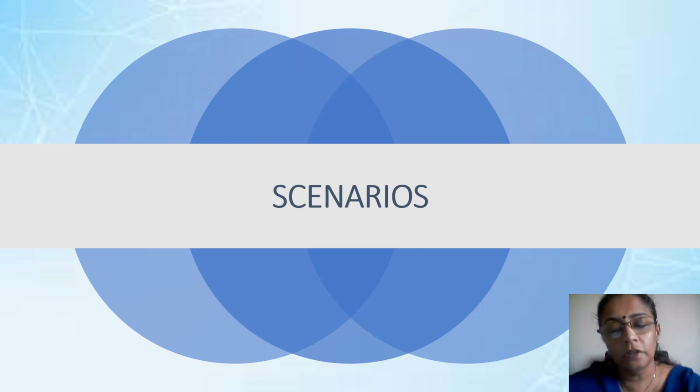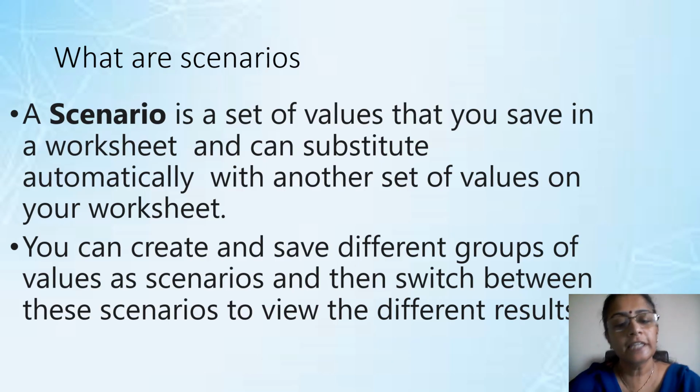Next we are going to learn about scenarios. Now what are scenarios? A scenario is a set of values that you save in a worksheet and you can substitute it automatically with another set of values. So you can create different types of scenarios and switch between the different scenarios to view the different results. So what is the meaning of a scenario? A scenario means a particular situation.